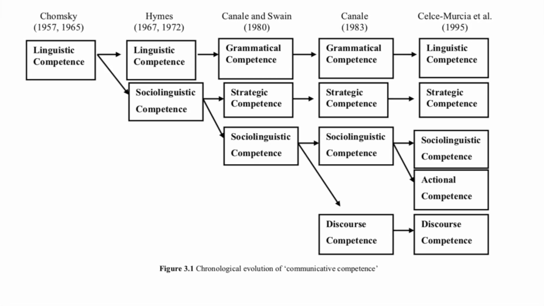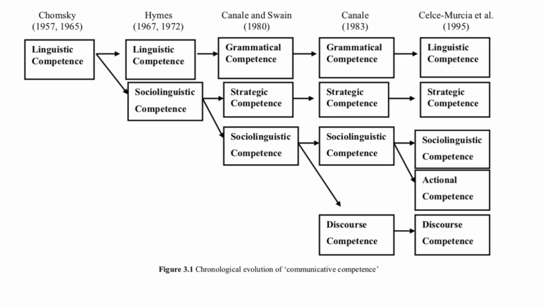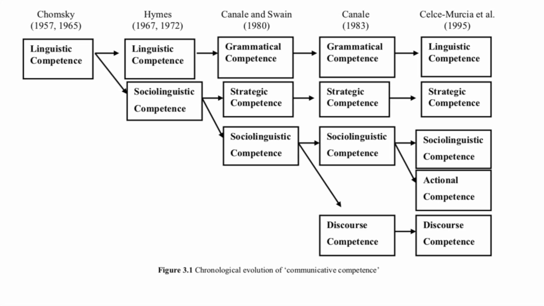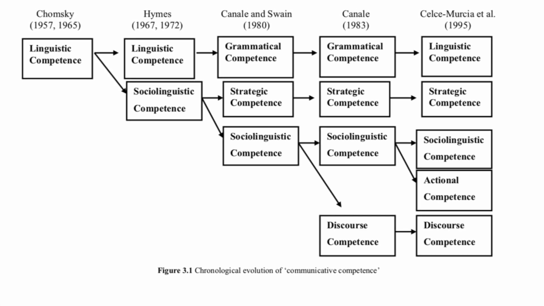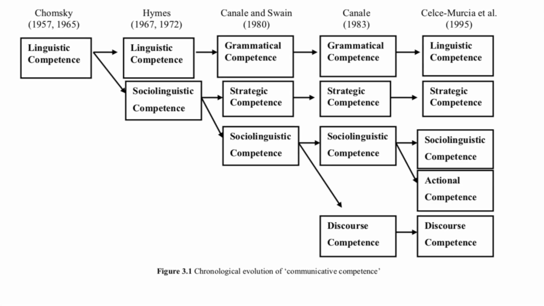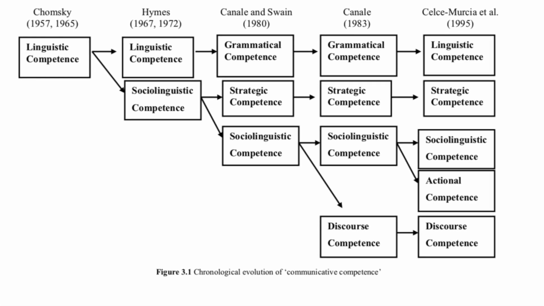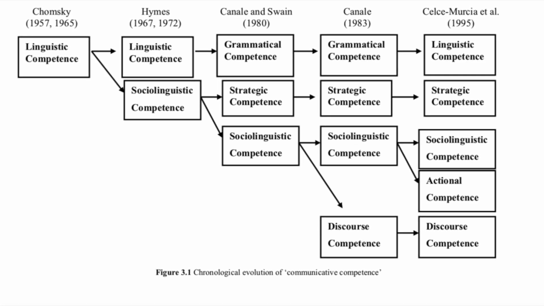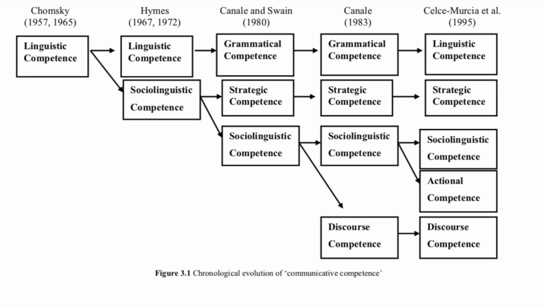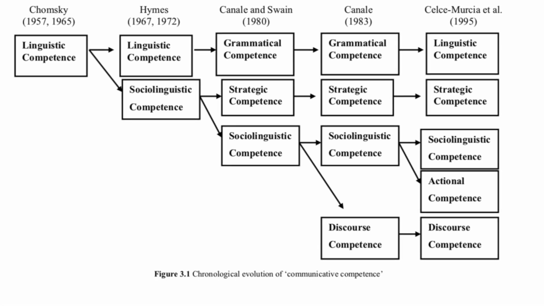Next, Canale and Swain built on that and they added grammatical competence. So grammatical competence is linguistic competence. And they also added strategic competence, which means using strategies to keep a conversation going when you don't know a word or when the communication breaks down. And then next, sociolinguistic competence. A few years later, Canale added one more to the list, discourse competence, which is all about connecting ideas together clearly across sentences, like in a conversation or in a story.